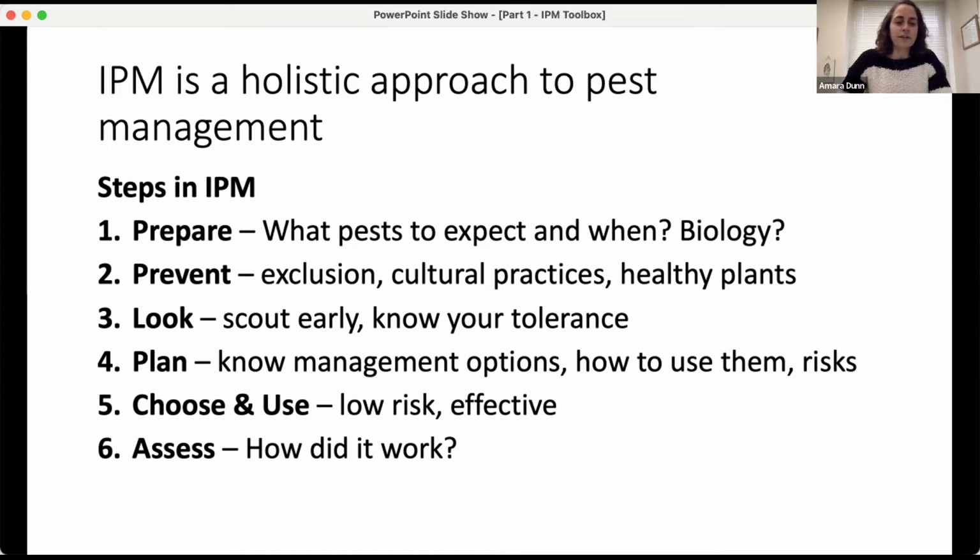Step number 5 is choosing and using a management option that will be low risk and also effective. And then it's really important to step back and assess how well your IPM plan worked, right? So that you can make changes next time.